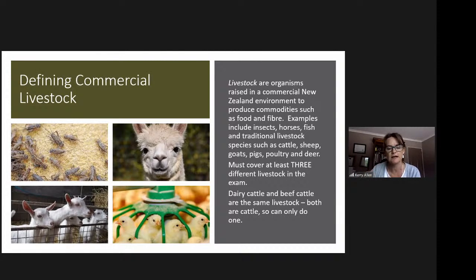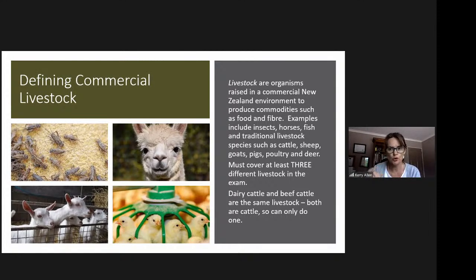Now, in this exam, you must use 3 livestocks. Each question is a different livestock. Dairy cattle and beef cattle are both cattle, and therefore that is one livestock. So you need to be aware of that before you start. My suggestion is the very first thing you do in your exam paper is to read all the questions and take a moment to decide which question you're going to answer with which livestock.